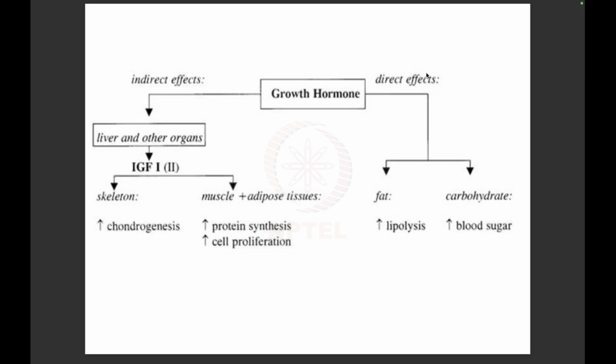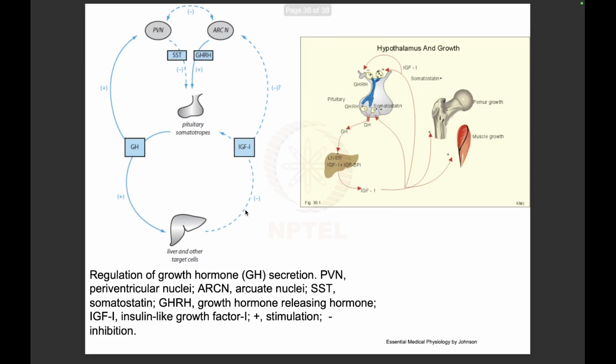The growth hormone's direct effect is on fat and carbohydrate: it increases lipolysis and increases blood sugar as it slows down the uptake of glucose. The indirect effects are that it targets the liver and other organs for the release of IGF-1. In the skeletal system, chondrogenesis increases, and in muscle and adipose tissue, protein synthesis and cell proliferation increase. So these are the effects of growth hormone.